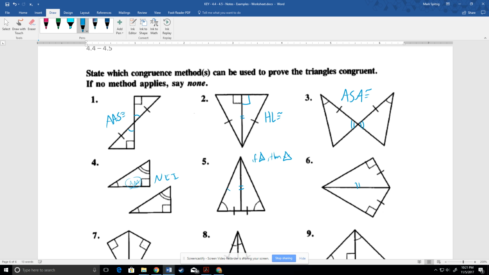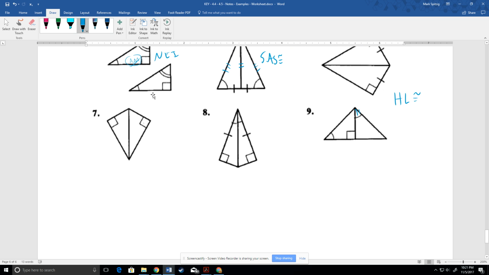All right. In this case, we have two right triangles. We have side, side, angle, which we know in right triangles is actually a hypotenuse is the shared side, the reflexive side. And we have a leg that's congruent. They're right triangles. So HL is what we got here. And the last three, looks like we just have, that's it there.